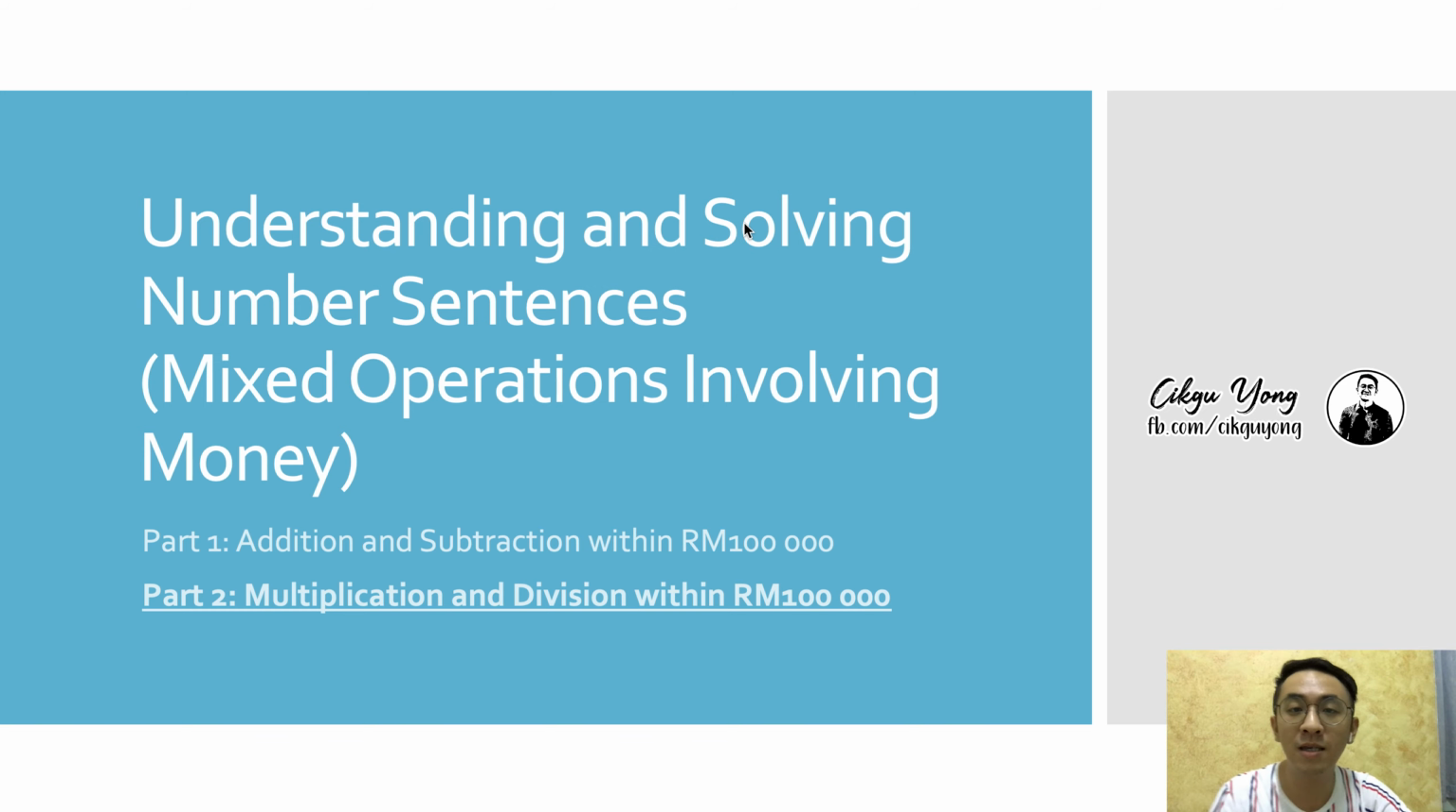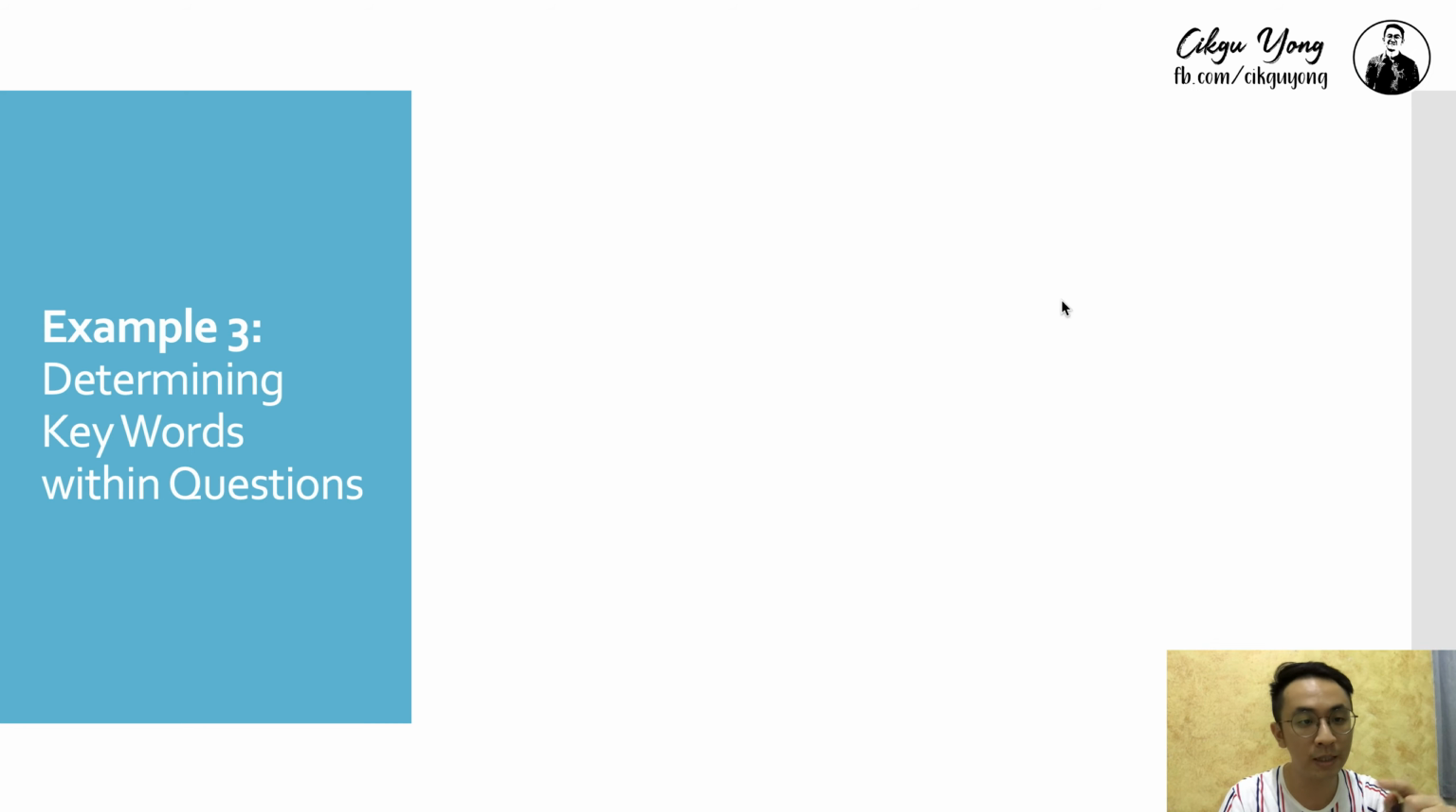And this is the second part of our series video, and it involves multiplication and division within 100,000 ringgit. So again, if you have not watched the first part, it is about ways to determine keywords that can often be seen in solving mathematical questions. Mainly it involves mixed operation involving money in this particular video. So yeah, let's look at the next example.